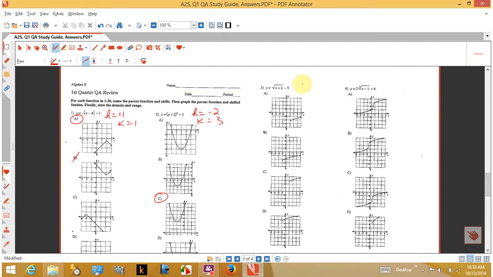Okay, this is a square root graph. H is negative 2. K is negative 5. So I'm going to go 2 left, down 5. Well, they can't be this one. Can't be this one. Can't be this one. I assume they're so small, they're hard to see. It does look like it's 2 left, down 5. I'm going to pick that one.